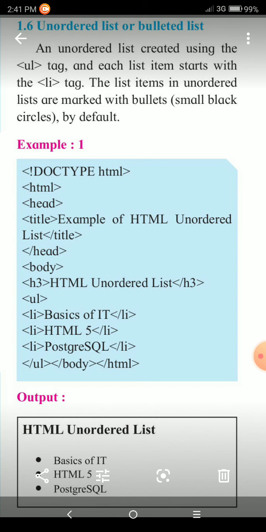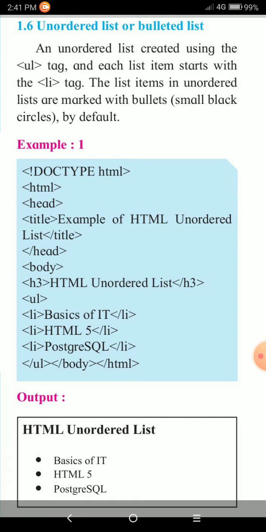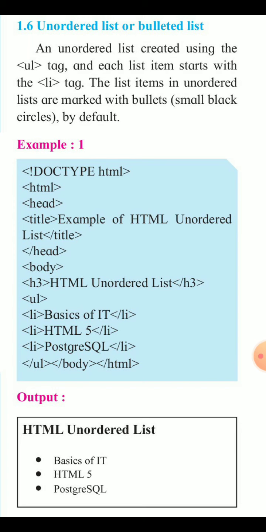As you know, we use an ordered list which consists of numeric values, but if we have to display bullets, then we can prefer the unordered list, or bulleted list. For that we use the UL tag, UL for unordered list. The default is a black circle. If you do not specify the type, then the bullets will automatically appear as black circles.